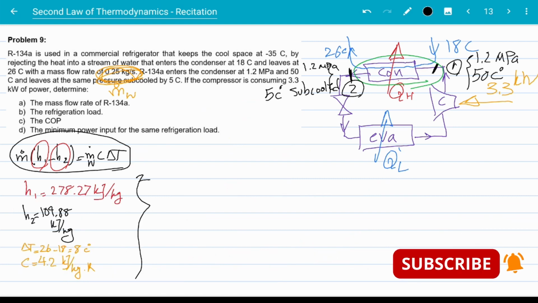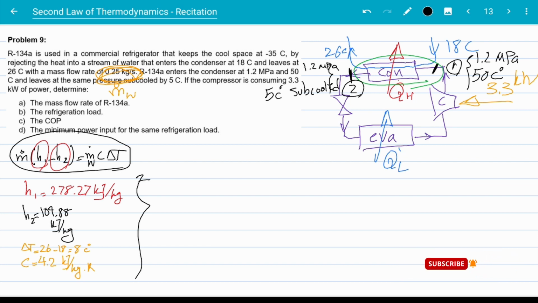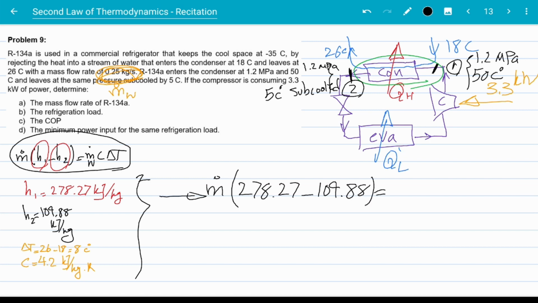Okay, just cleaned up the calculation area and dragged all the important information down here. So our unknown m dot times h1, 278.27, minus h2, 109.88, is equal to mass flow of water, 0.25, times C of water, 4.2, times the delta T, 8. Do the math, and we get that mass flow rate of our refrigerant is 0.05 kilograms per second.